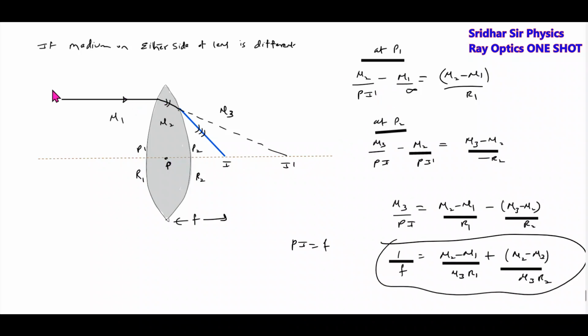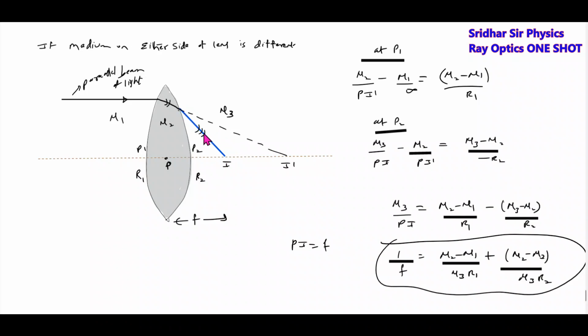minus mu1 by u. This is a parallel beam of light, so the object is at infinity, equal to mu2 minus mu1 by the radius of curvature, which will be plus R1. Then again, this ray wanted to converge at I dash. Again, the refraction will take place here, and it will meet the optic axis at I.